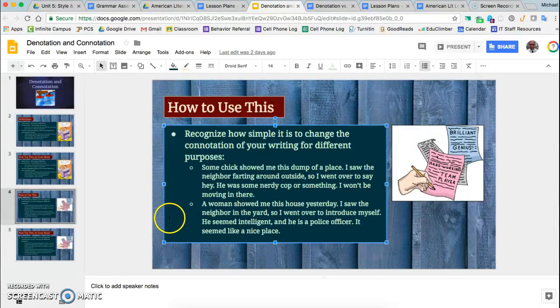A woman showed me this house yesterday. I saw the neighbor in the yard, so I went over to introduce myself. He seemed intelligent, and he is a police officer. It seemed like a nice place.